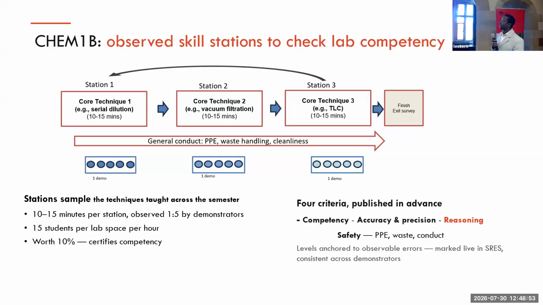The way we ran it is we had 15 students at a time per lab space. We have multiple lab spaces. So with 15 students, someone can start with skill number 2 and then go to 3 and then go to 1 and then they get out. So it was feasible. At each of the stations, we are looking at competency, we are looking at accuracy and precision, we are looking at the reasoning behind what they do, behind the procedures, and we are looking at how they are actually operating in the lab. Are they professional? Are they acting safely?